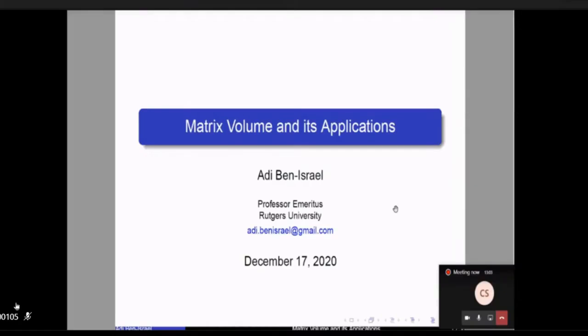I grew up on Ben Israel and Greville's book on generalized inverses of matrices. And Adi was a good friend of mine too. And he also wrote, I would like to do a little bit of publicity of my own work a little bit. Adi also wrote the foreword for my book on generalized inverses over commutative rings. And of course, as I said, I grew up on his book, and of course, also C.R. Rao and S.K. Mitra's book on generalized inverses.